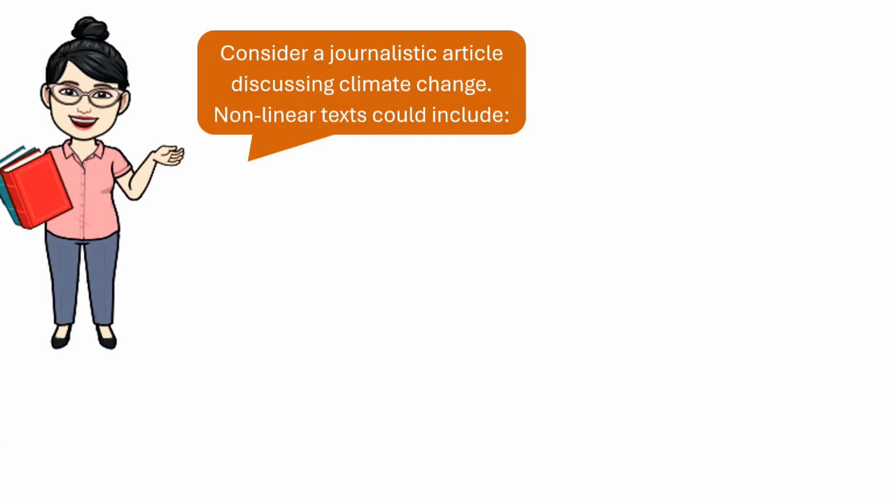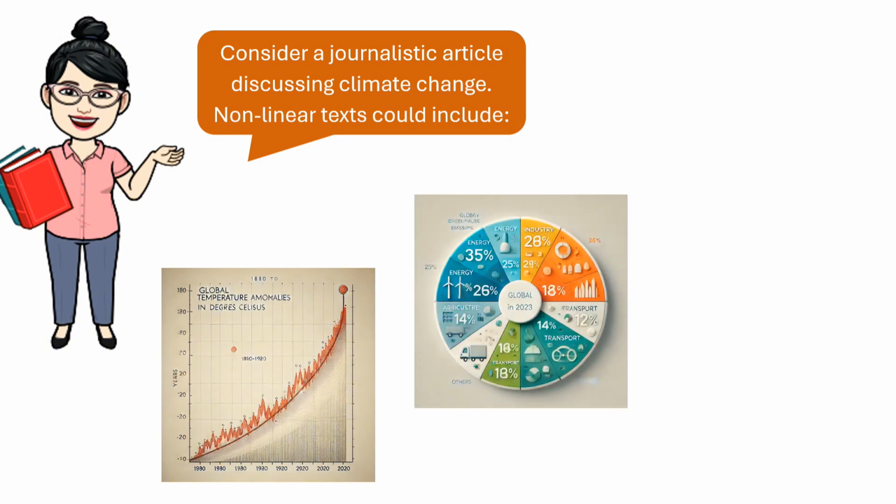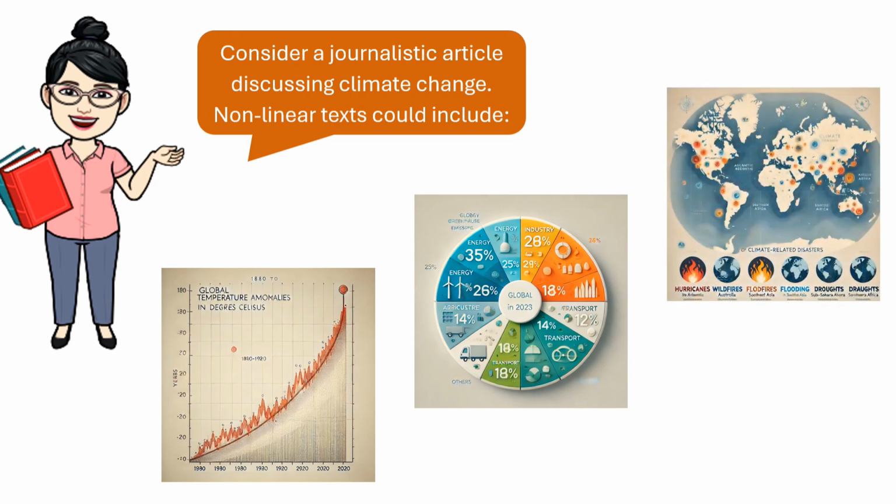Consider a journalistic article discussing climate change. Nonlinear text could include a line graph showing rising global temperatures over the decades, a pie chart illustrating the percentage of emissions by industry, and a map marking regions most affected by natural disasters. These elements complement the article by summarizing critical data, providing context, and ensuring that readers can quickly absorb key points without losing interest or clarity.